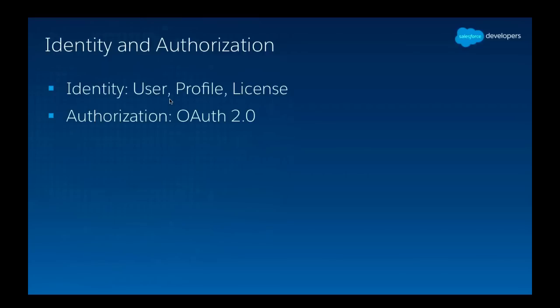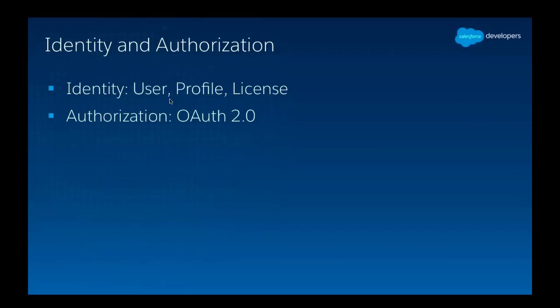So first of all, when it comes to identity, it basically boils down to who is your user, what's that user's profile, and what license does that user have. The user is assigned to the individual. The profile is a group of settings that apply to that user. Some of them are permissions-based. Some of them affect user interface. Some of them affect other things. And your license is essentially what you pay for. And that's hooked to the profile.